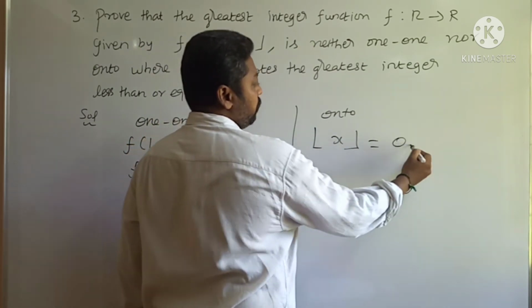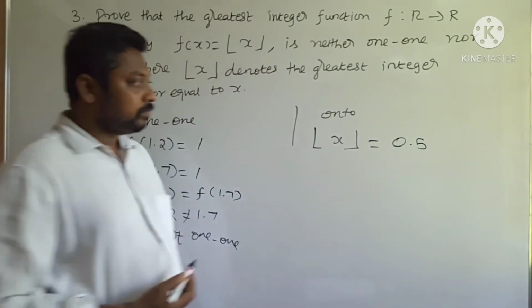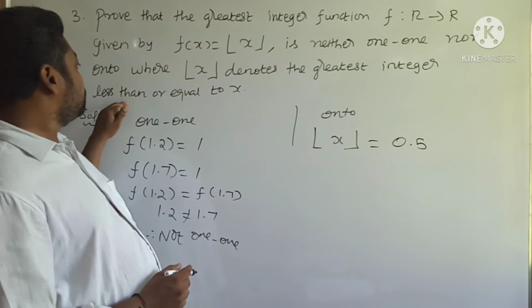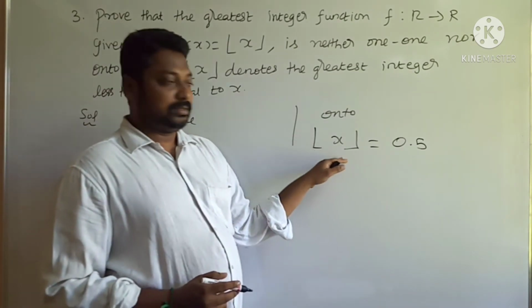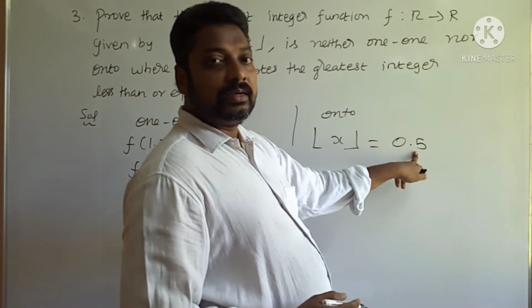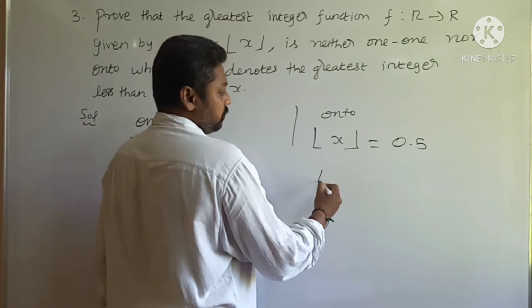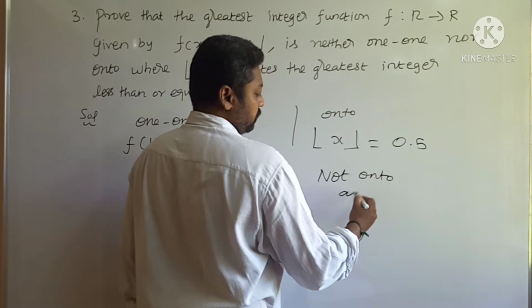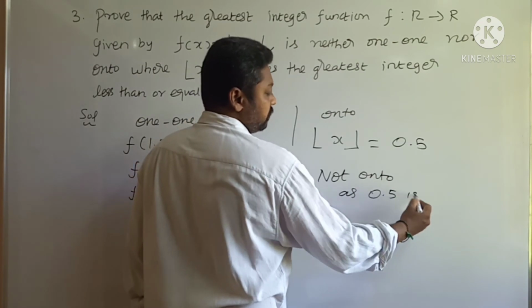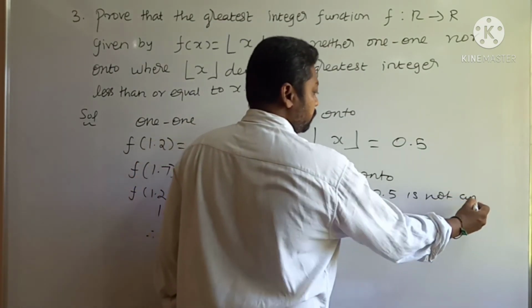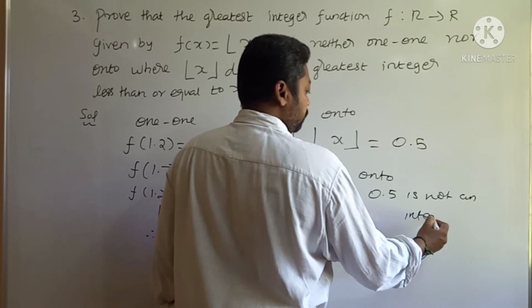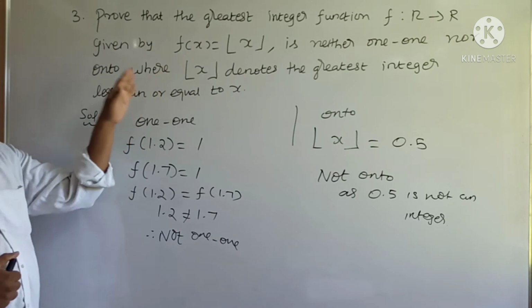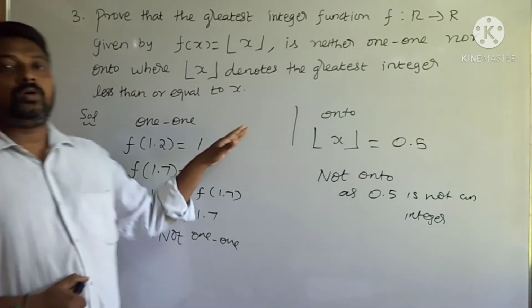Checking for onto, we will take any value, say 0.5. But the floor x function has values less than or equal to x, so it should not be a decimal number. So this is not onto, because 0.5 is not an integer. So the greatest integer function floor x is neither 1 to 1 nor onto.